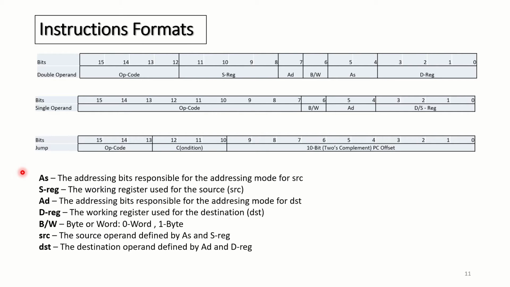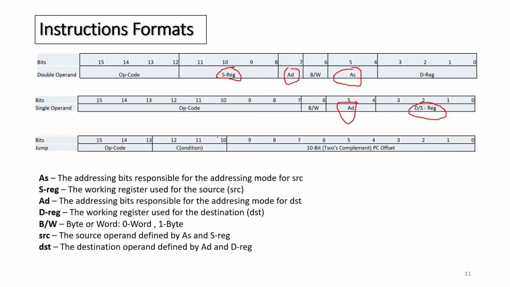In this slide, we can see the details of the double operand, single operand, and jump instructions. We will see this slide in detail while we are examining the conversion from the assembly language to the machine language. The details of these sections are listed here. AS stands for the addressing bits responsible for the addressing mode for source. So we have AS here. S register stands for the working register used for the source. We have S register here, or S or destination register here. AD stands for the addressing bits responsible for the addressing mode for destination. We have AD here, and we have AD here.